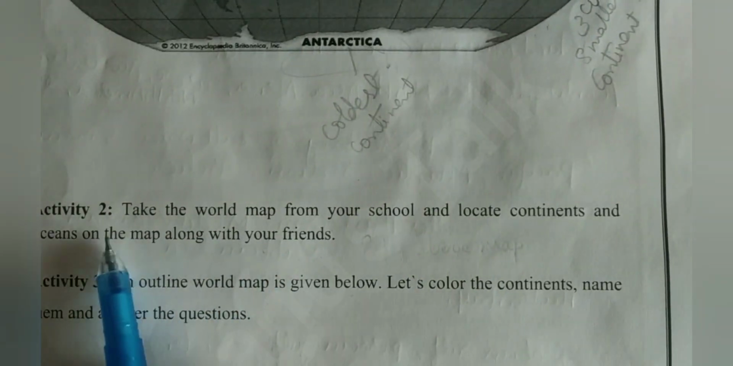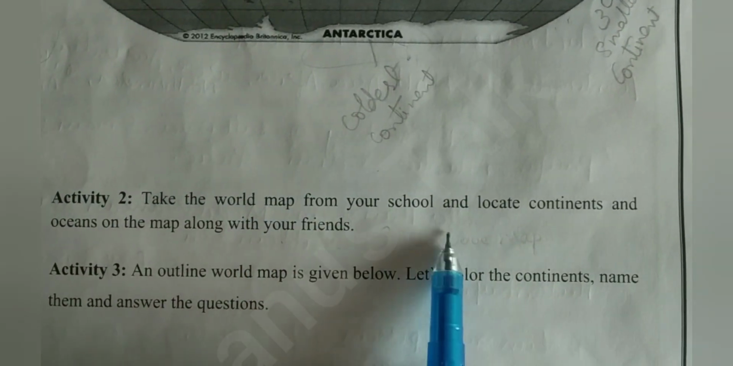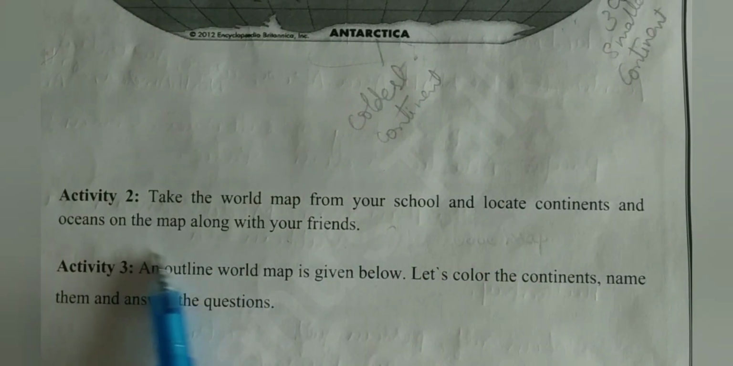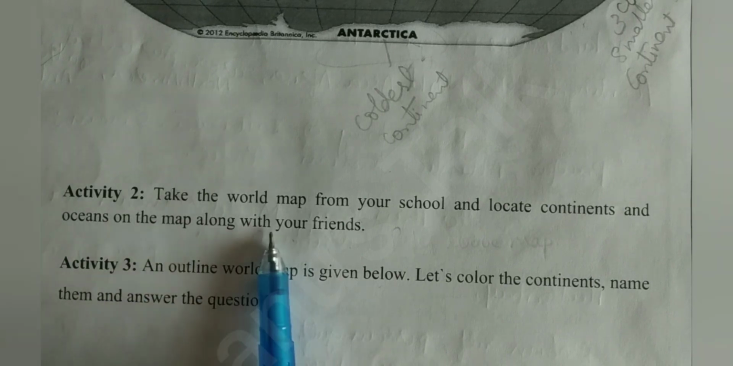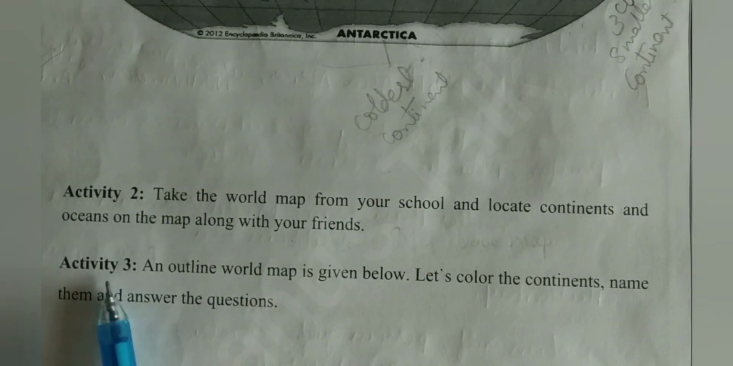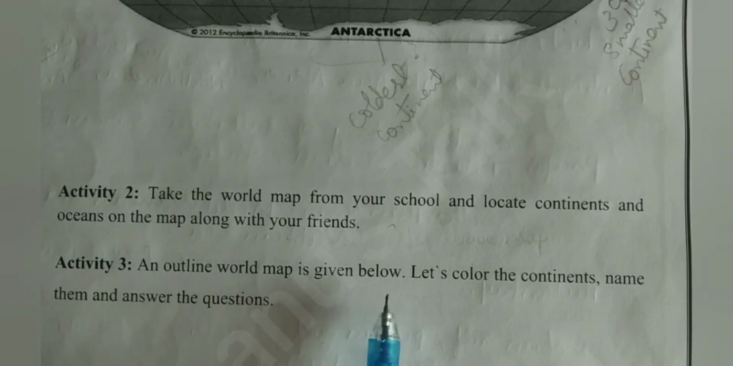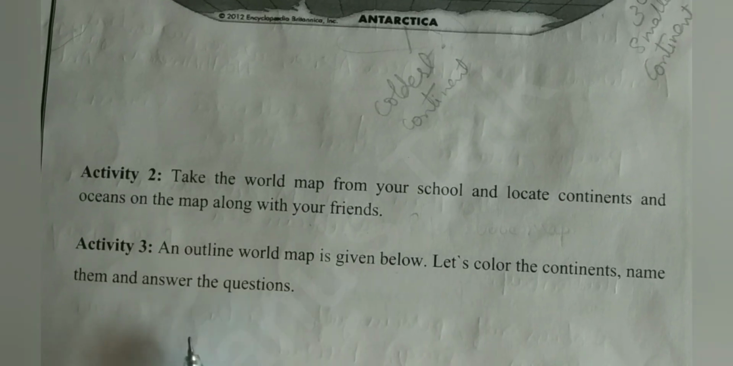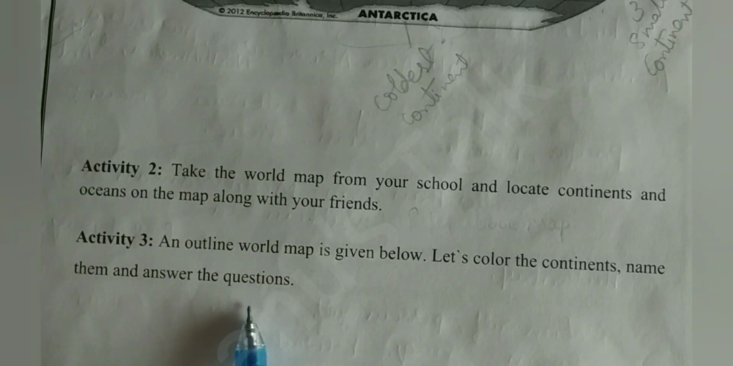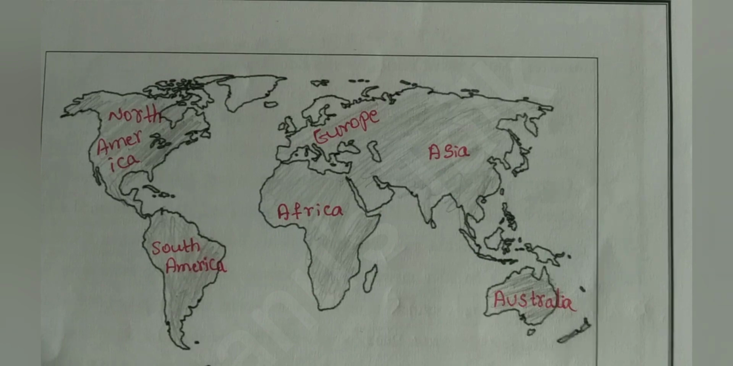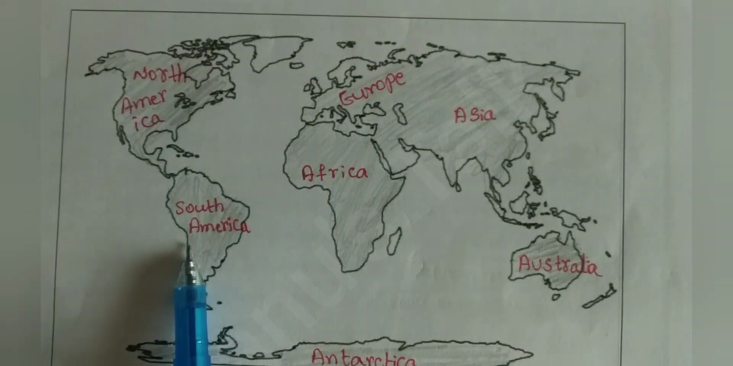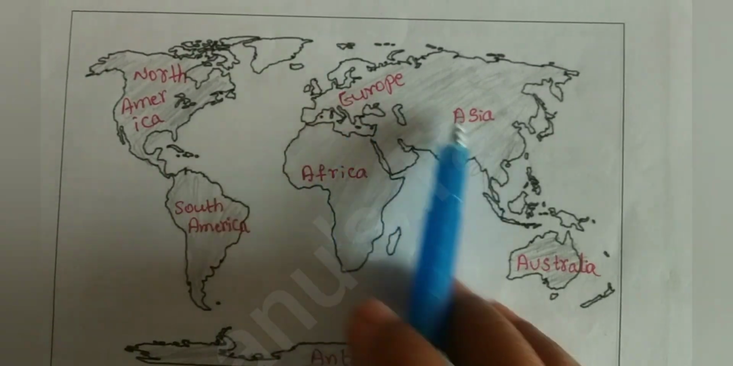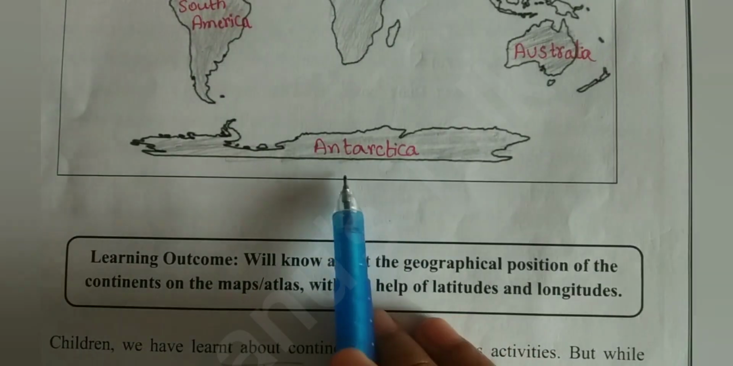So activity 2. Take the world map from your school and locate continents and oceans on the map along with your friends. You can refer to the above map. And activity 3, an outline world map is given below. Let's color the continents, name them and answer the questions. Color and locate North America, South America, Africa, Europe, Asia and Australia, Antarctica.